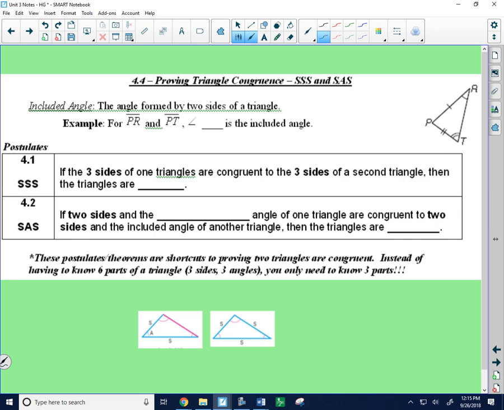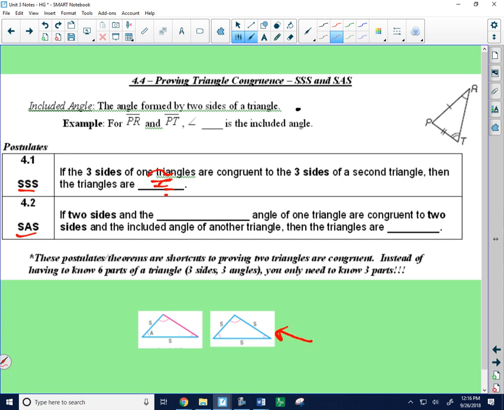So I'm going to come back to this vocab word. First, let me go right down here. And here they are. These are two shortcuts. So SSS means I don't need all 6, 3 sides, 3 angles, all of those. I only need 3 sides to be congruent between the triangles. So if you have 3 sides of one triangle congruent to 3 sides in another triangle, the triangles are congruent.